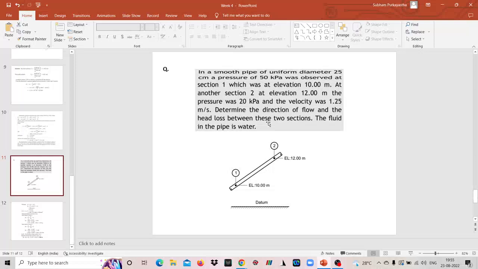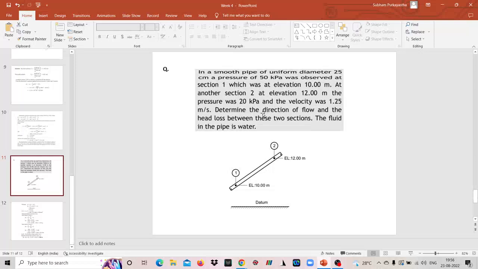So what you need to do: the diameter of the pipe is 25 centimeter and it is uniform, meaning at section 1 also it is 25 cm, at section 2 also it is 25 cm. So the areas A1 and A2 are also the same. If we apply the continuity equation V1 A1 equals V2 A2, A1 and A2 get cancelled out, so V1 and V2 will be the same. You know Z1 and Z2, and the pressures P1 and P2 are also known: P1 is 50 kilopascal and P2 is 20 kilopascal.